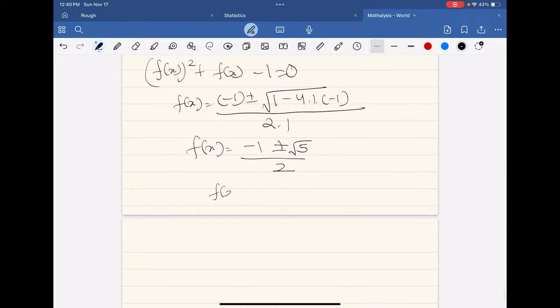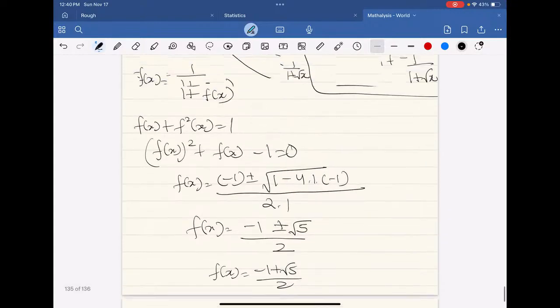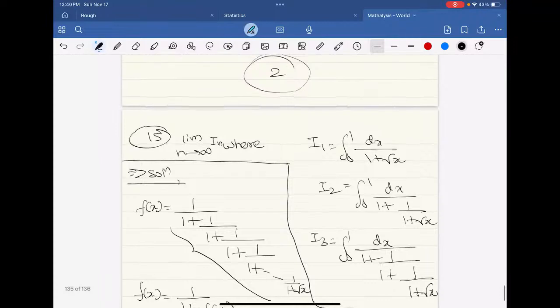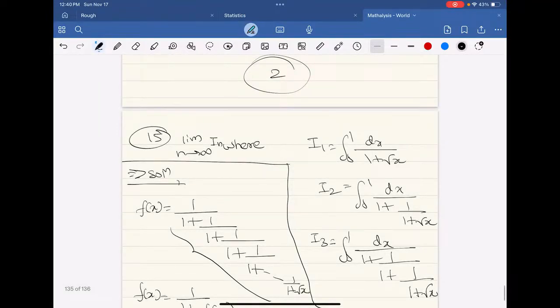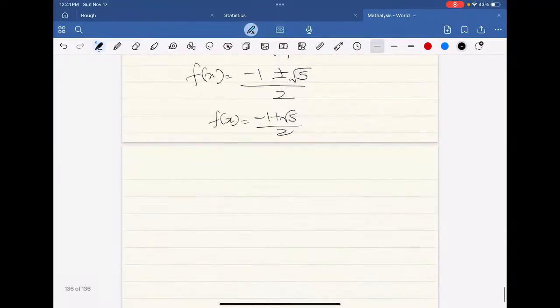So this thing is just a positive number, minus 1 plus root 5 by 2, not the other one, right? Now using this, let's try to find the integral from 0 to 1 dx of that when n goes to infinity. We have already made the n go to infinity. Now we'll try to find this.